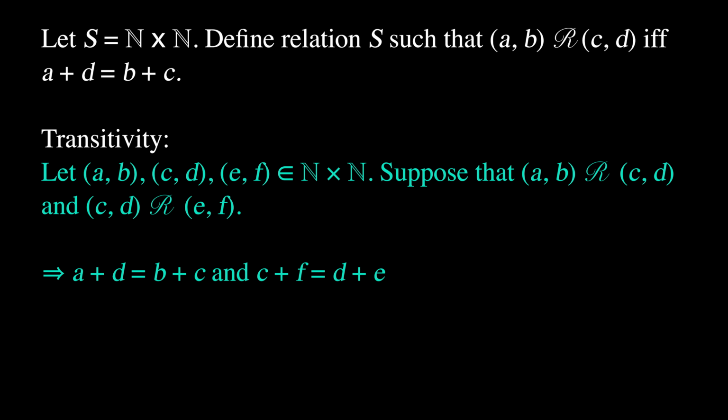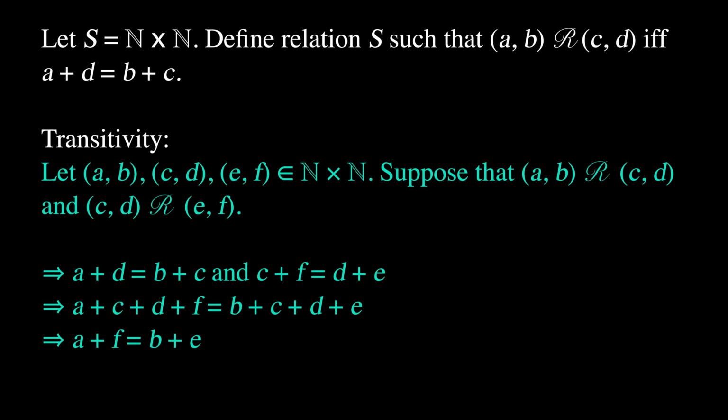We know that A plus D equals B plus C and C plus F equals D plus E because AB is related to CD and CD is related to EF. If we add these two equations together, we get A plus C plus D plus F equals B plus C plus D plus E. And then subtract C plus D from both sides to get A plus F equals B plus E. We have AB is related to EF. Therefore, this relation on S is an equivalence relation because it is reflexive, symmetric, and transitive.